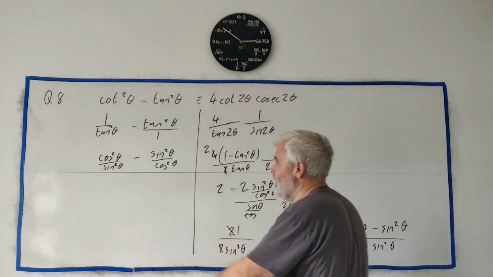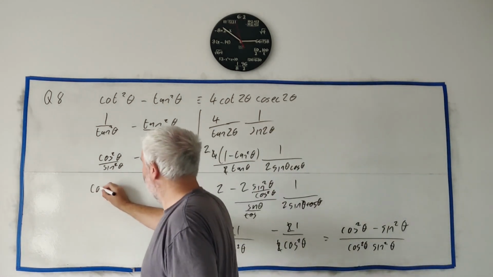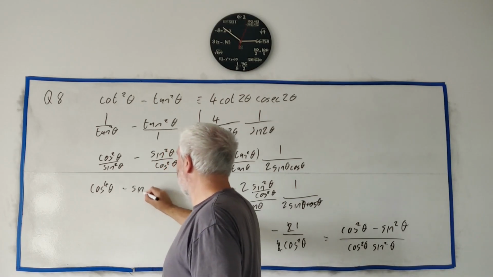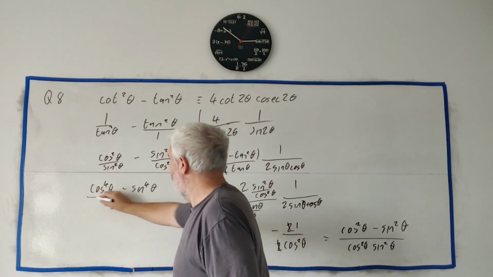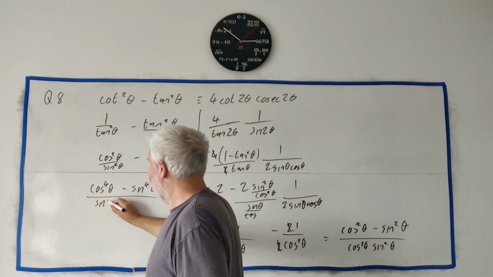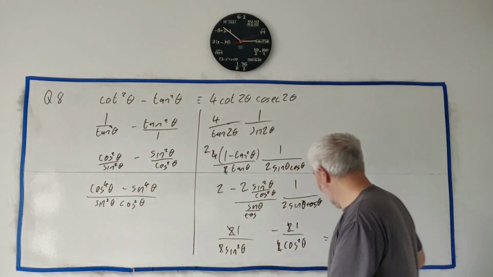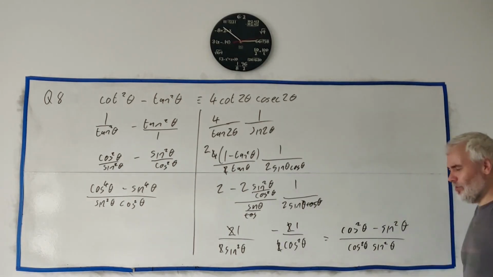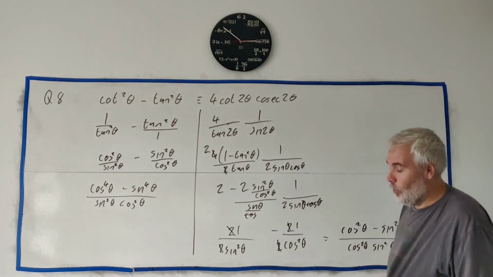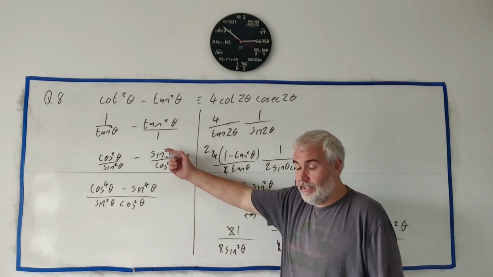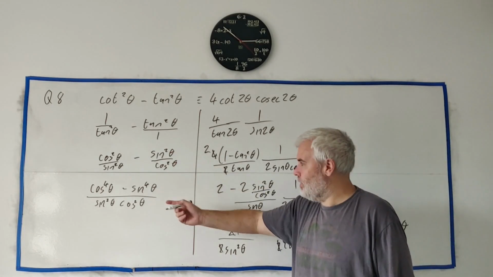And let's cross multiply this guy as well. This will become cosine to the power 4 minus sine to the power 4 theta all over sine squared theta cosine squared theta. Same bottom rows, but the top rows aren't the same. So, like, what do we do here? If you didn't see what I seen on this one, hopefully you see it now.